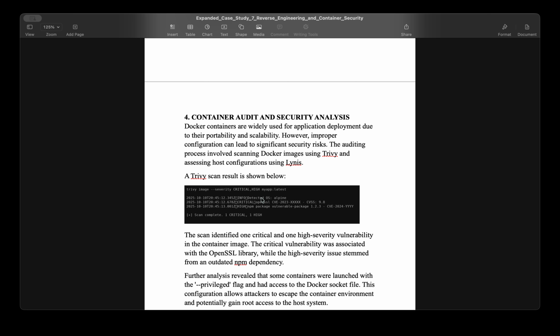Container audit and security analysis. Docker containers are widely used for application deployment due to their portability and scalability. However, improper configuration can lead to significant security risks.